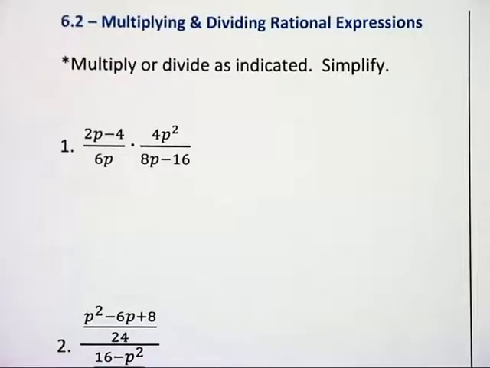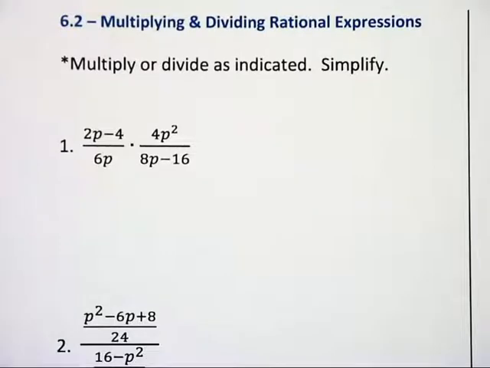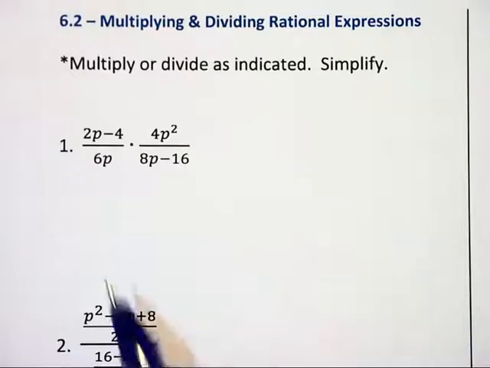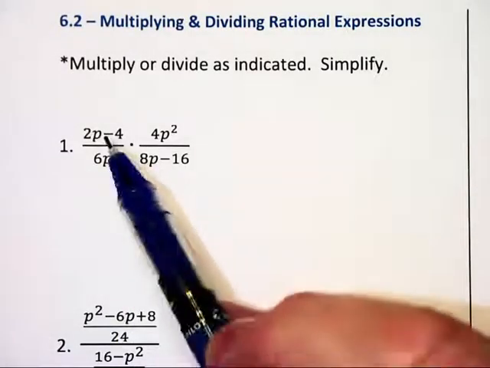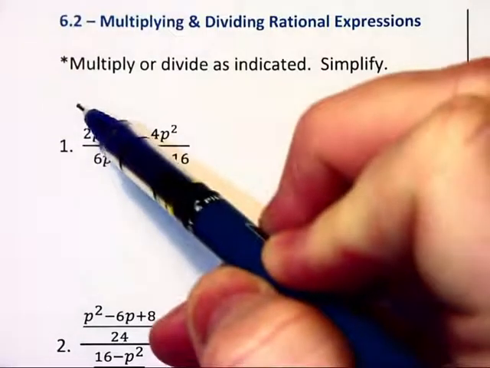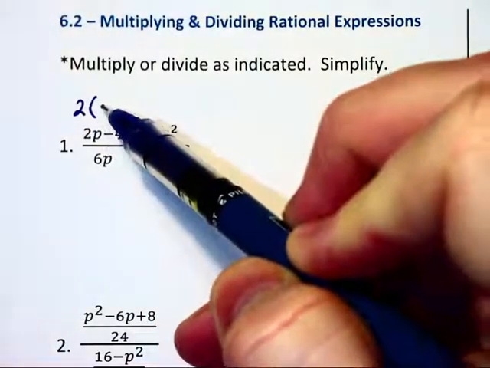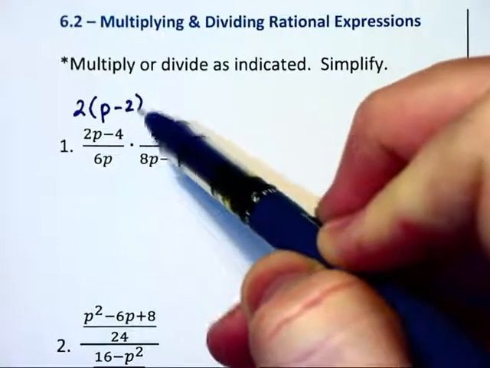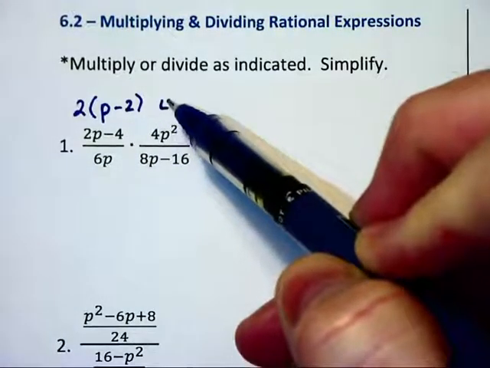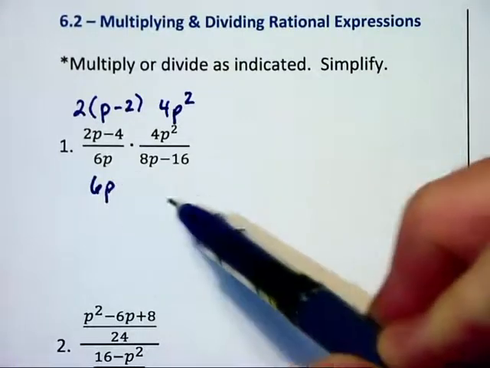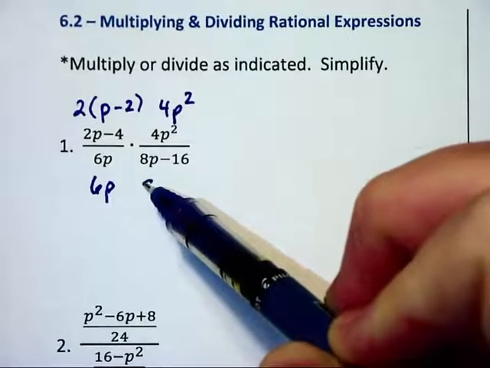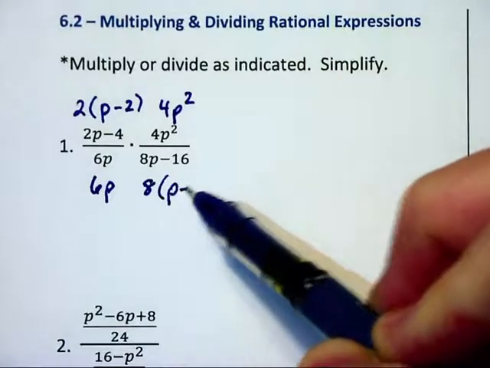We have already learned that when simplifying rational expressions, the key words are factor and cancel. That will be true for multiplication and division also. Basically, we want to factor each corner of this problem, so to speak. In the top left, factor out a 2 in order to have p minus 2. I'm just going to bring the 4p squared back up again, and down below, no change in the bottom left corner, but on the bottom right we can factor out an 8 and have p minus 2.